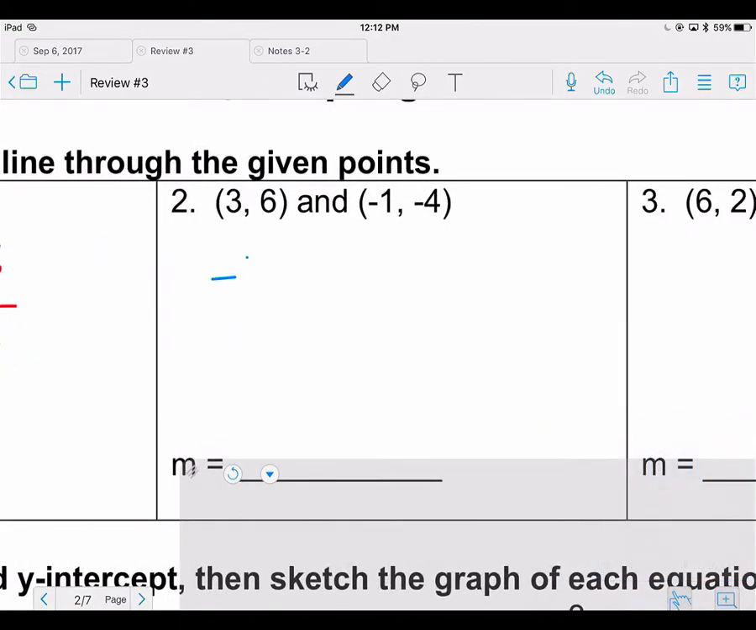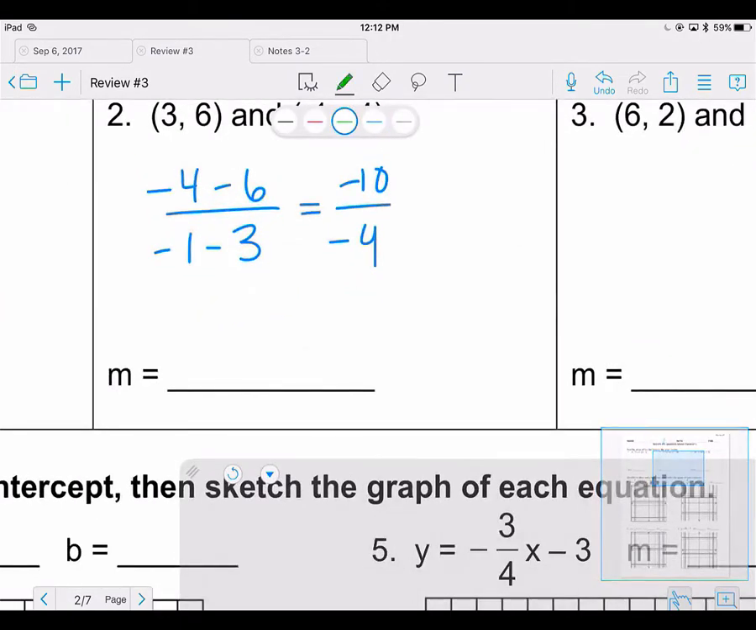For problem 2, y2 minus y1 over x2 minus x1. Negative 4 minus 6 is a whole negative 10. Negative 1 minus 3 is negative 4. Negative divided by negative is positive, and this can reduce to 5 over 2.